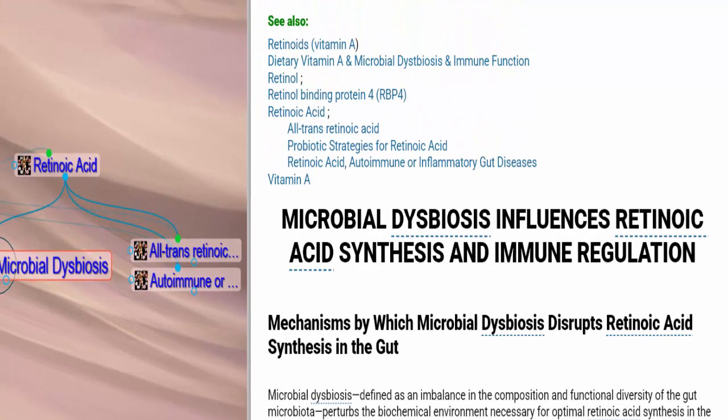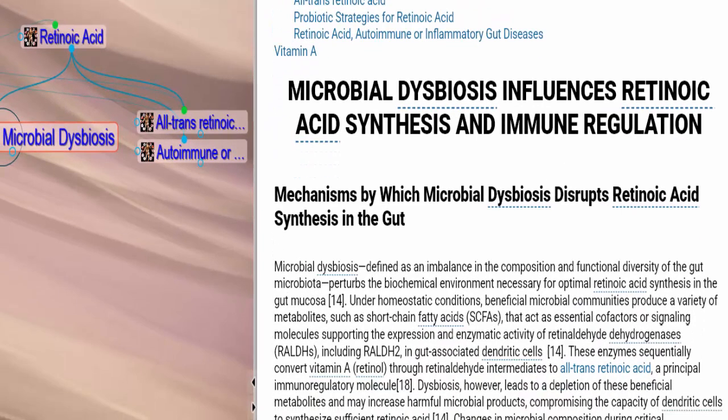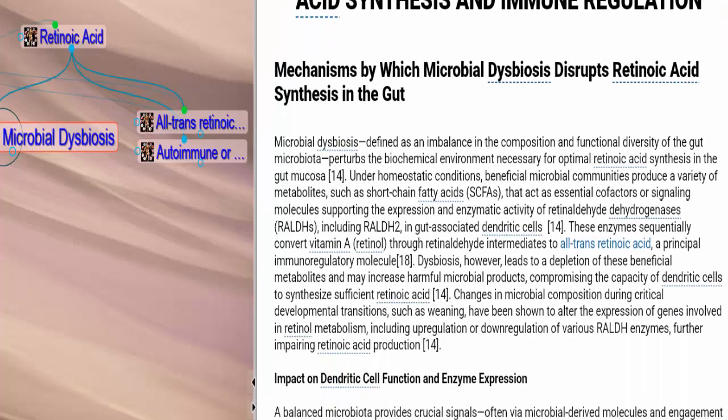So this leads us back to the gut microbiome. In this section, retinoic acid and microbial dysbiosis. Dysbiosis influences retinoic acid synthesis and immune regulation. Microbial dysbiosis, an imbalance in the composition and functional diversity of the gut microbiota, perturbs the whole biochemical environment that's necessary for optimal retinoic acid synthesis in the gut mucosa.